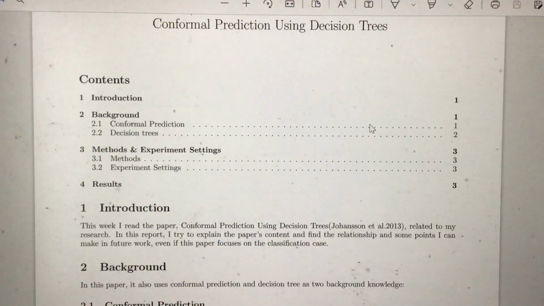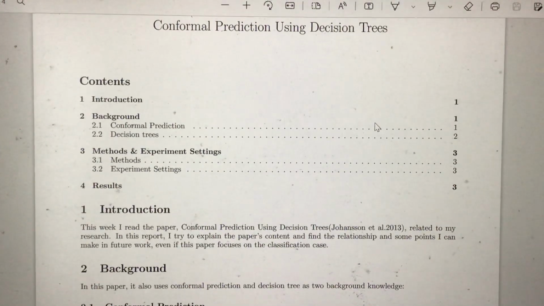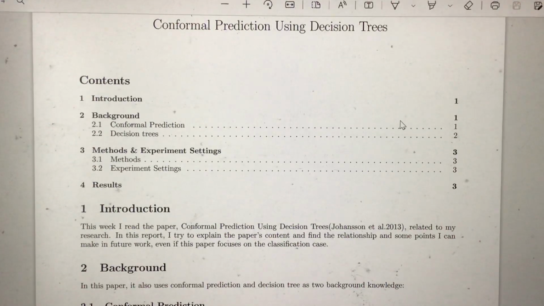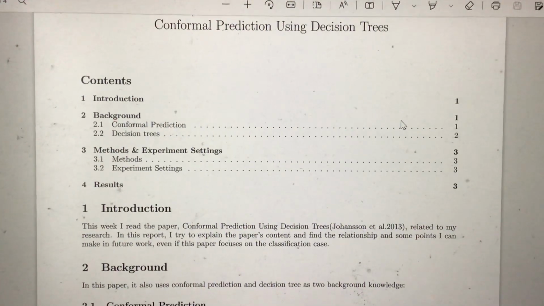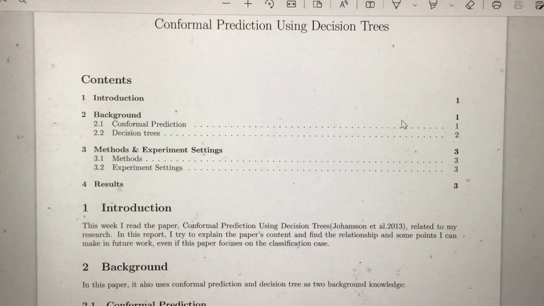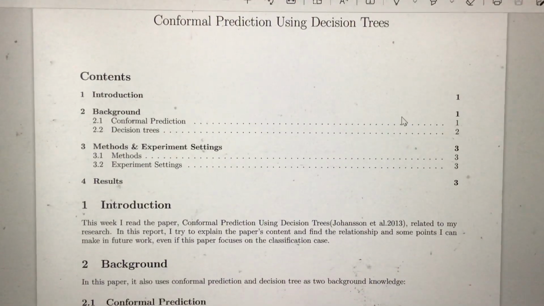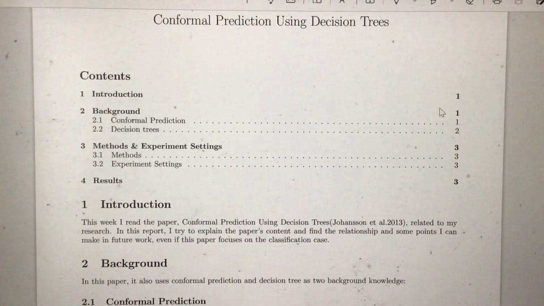So of course we have the introduction and we have two backgrounds. One is conformal prediction and another one is decision trees. And next we'll talk about our methods and settings in this experiment. And finally we'll talk about some experiment results.